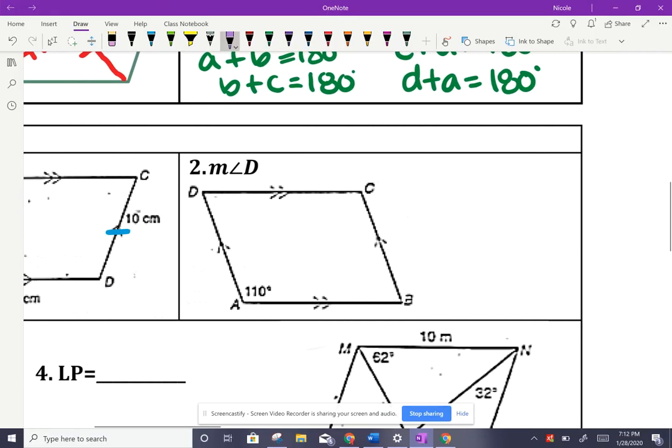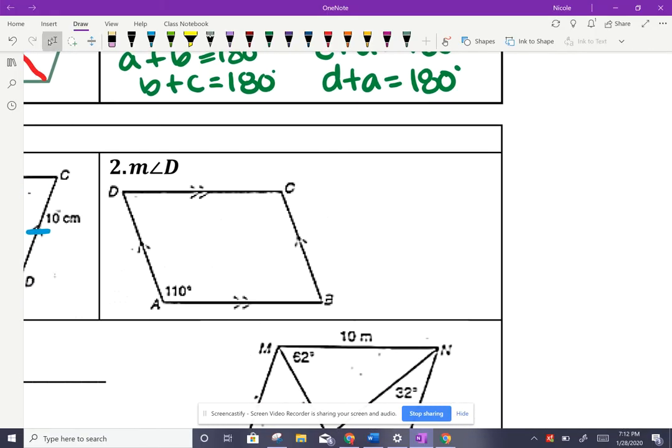Finding pieces of information and using them elsewhere. All right, the next example talks about the measure of angle D. The measure of angle D is over here. I'm going to put an X there to represent that. So we're talking about an angle, and of our properties, there's two that talk about angles.